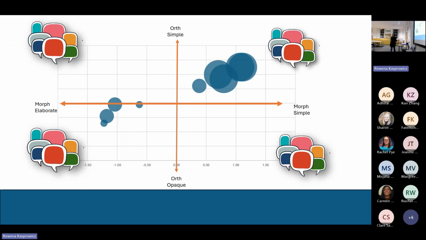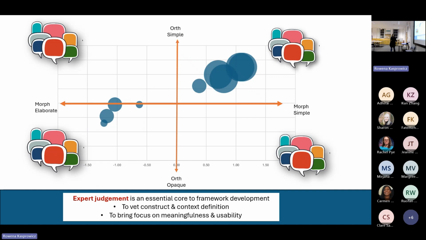My interest is also in literacy, so ideally we should be able to look at whether the orthography is simple or complex, and then look at where the language sits. So the expert judgment to drive that core framework development would be both to vet the construct and context definition, and to bring focus on something I have not touched on in this talk, but which I think is central for this kind of investment. What is the meaningfulness of the test, and is it usable?